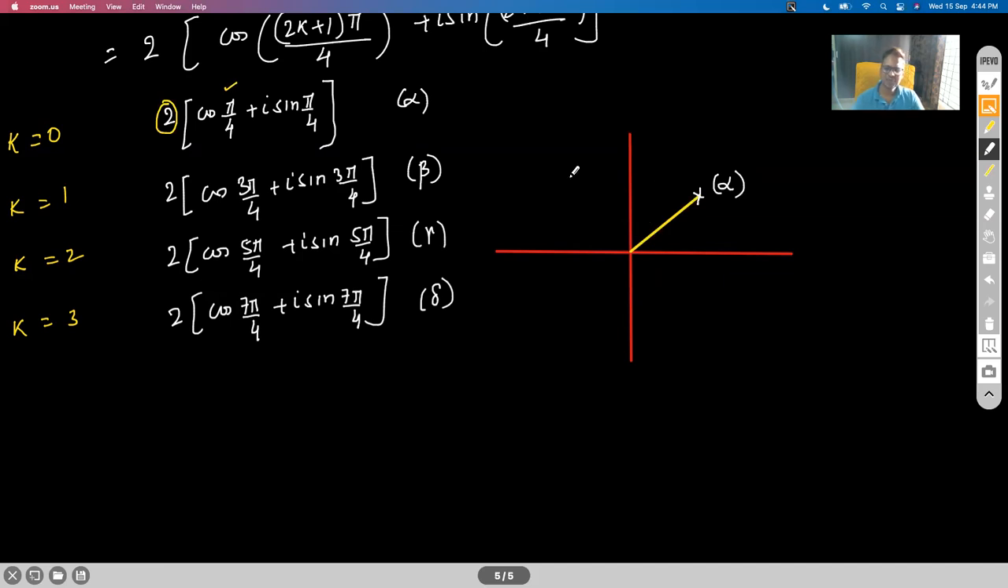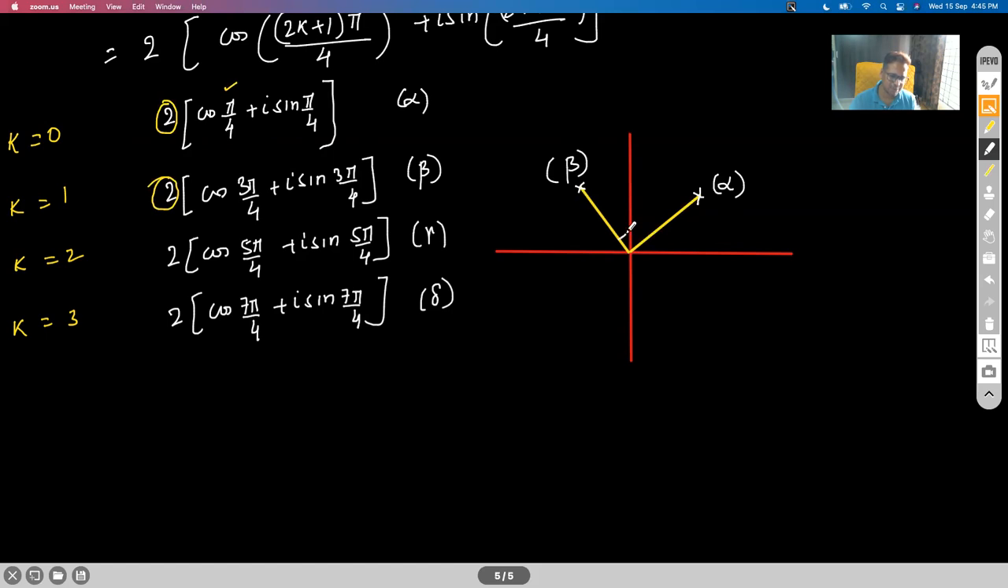Second root, if you see carefully, is also located at the very same distance from the origin, which is 2, because its modulus is also 2. But the argument has increased by π/2. π/2 is actually 2π/4. Why am I calling it 2π/4? Because I'll be showing you a trick, a simple shortcut way. So at a difference of π/2 from the alpha position, and at a distance of 2, you will get your second root. Let's call it beta.